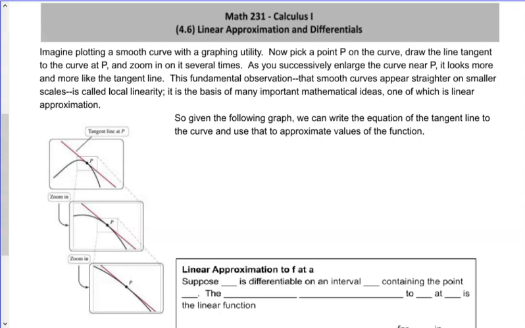So imagine plotting a smooth curve with a graphing utility. Now pick a point P on the curve, draw the line tangent to the curve at P, and zoom in on it several times. As you successively enlarge the curve near P, it looks more and more like a tangent line. This fundamental observation that smooth curves appear straight on small scales is called local linearity. It is the basis of many important mathematical ideas, one of which is linear approximation.